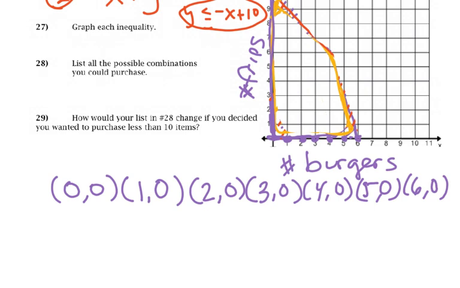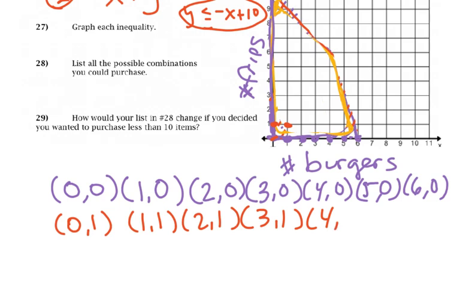I could buy no burgers, 1 fry. So no burgers, 1 fry. I could buy 1 burger, 1 fry. 2 burgers, 1 fry. 3 and 1. 4 and 1. Now be careful, don't get carried away. Make sure that you're doing the right things. 5 and 1. Can I buy 6 and 1? Can I buy 6 burgers and 1 fry? And the answer to that is no, because I don't have enough money for 6 burgers and 1 fry.